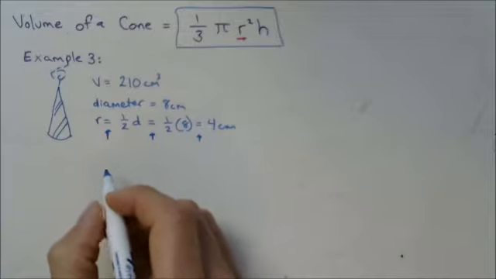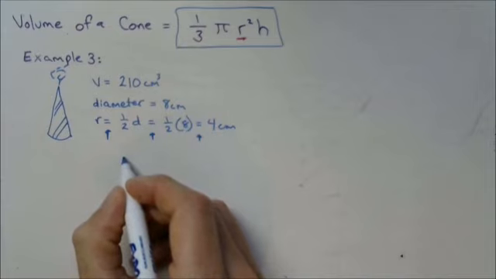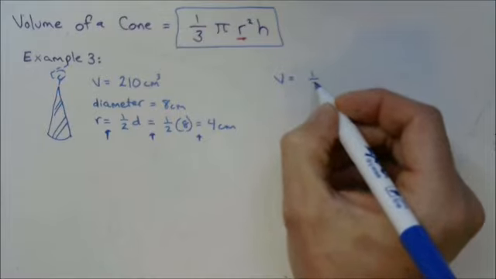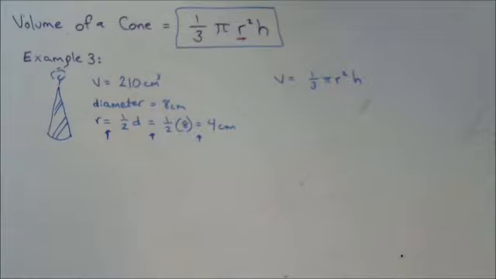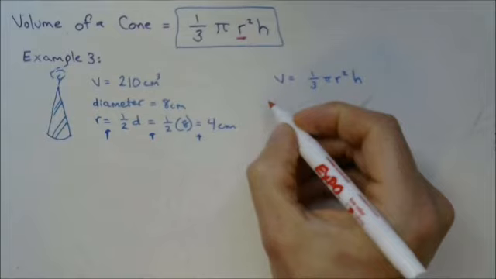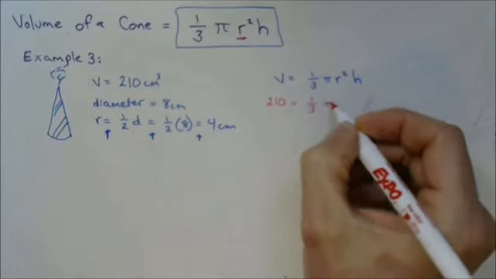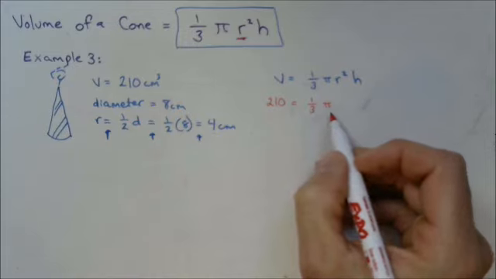Here we go. Substitute the known information into our volume formula. I'm going to rewrite the volume formula. We've got volume equals 1/3 times pi times r squared times h. Plugging in our known information, we know the volume is 210. 1/3 times pi. Don't ever think that pi is some unknown. Pi is not a variable, okay? Pi is a known number. It's 3.14 and so on. It is just a number.